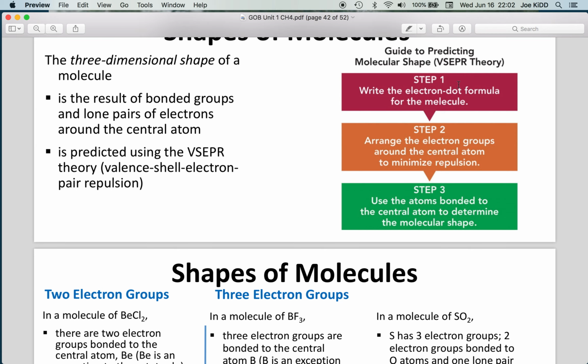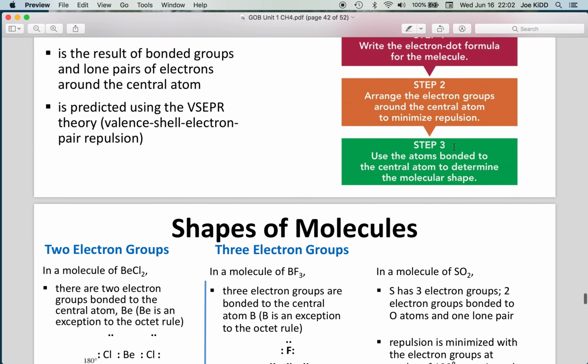The first would obviously be to write the electron dot formula for the molecule, not the molecule. Sorry for that. Lovely little typo there. Kind of cute though. Then we're going to arrange the groups in a way that we can minimize those repulsions. How are we going to arrange those groups around our central atom in a way where they get to be as far away from each other as possible while still being attached to the molecule? And then lastly, we can use those different bonded atoms and their arrangement to figure out a shape.